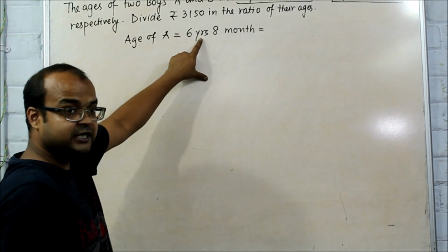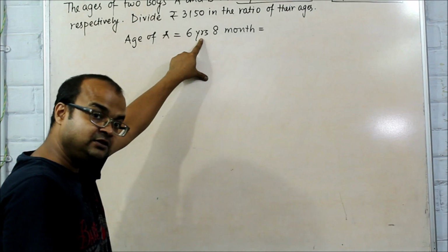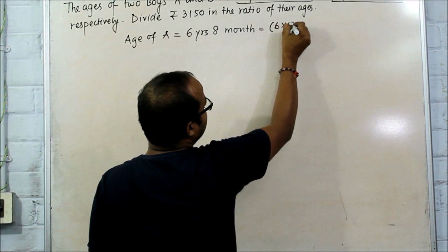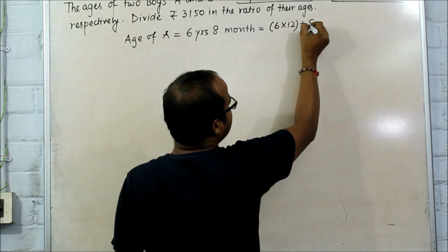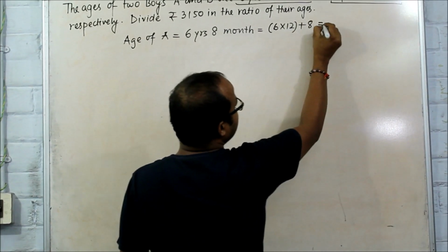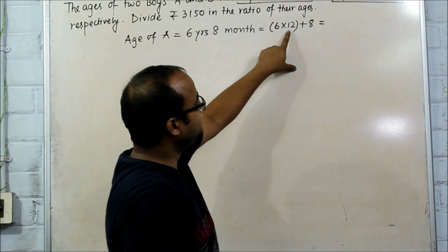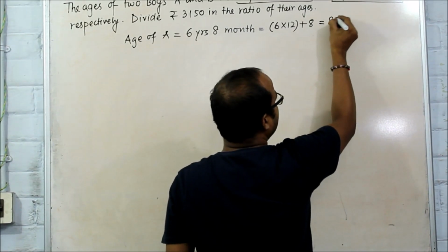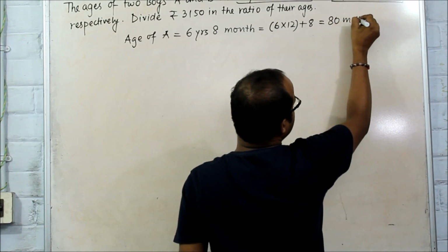So to convert years into months, we need to multiply by 12. So we will get 6 into 12 plus 8. 6 into 12 means 72, and 72 plus 8 is equal to 80 months.